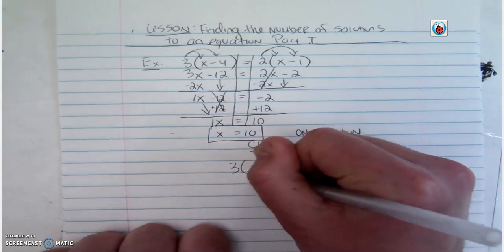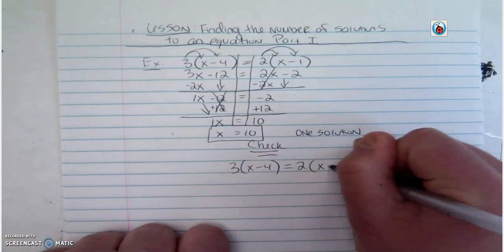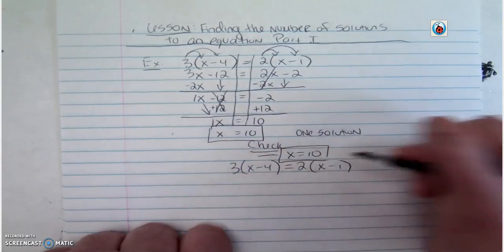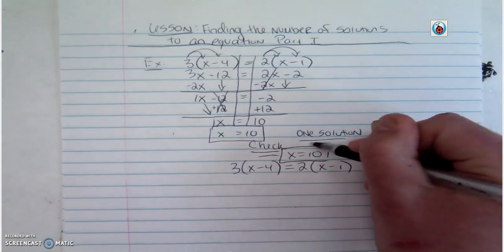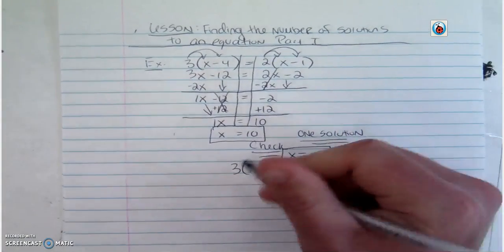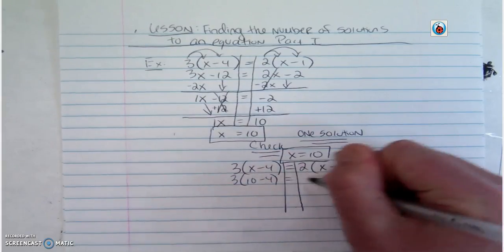So I'm going to go ahead and just show it to you to prove it to you. I'm going to rewrite the original question, and we're going to check x equals 10 to show you that this, in fact, is the only answer that will check in this. And that's what one solution means. So I'm going to quickly draw my barrier. I'm going to quickly sub in 10 wherever I see x.